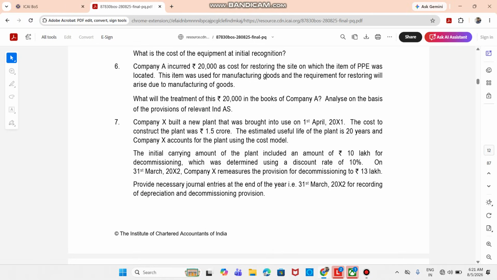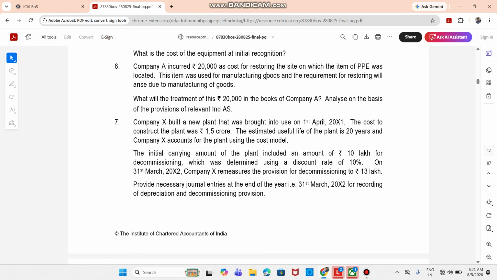Very good morning, everyone. One area in FR where many candidates tend to lose marks is answering the theoretical related questions, theoretical based questions in FR. So, to ensure you don't lose such marks if this kind of question comes, we're going to discuss one question. The question is practice question 6 from your Ind AS 16.